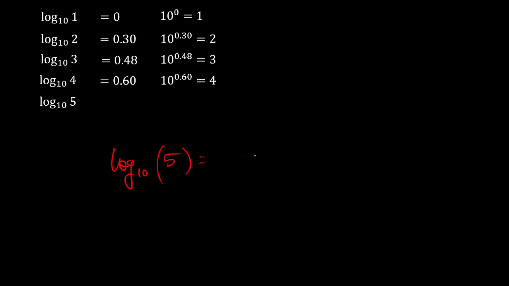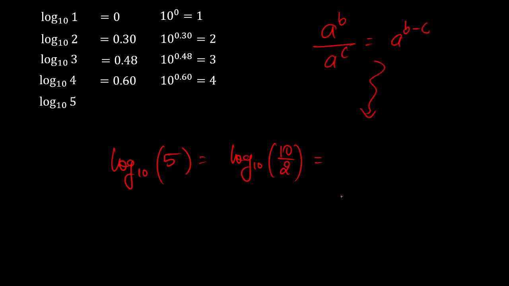Similarly, log base 10 of 5 can also be dealt with using 2. Log 10 5 will be log 10 of 10 by 2, and then again by the law of exponents, a to the power b divided by a to the power c is a to the power b minus c. Applying the same thing here, you will get log 10 10 minus log 10 2. Log 10 10 is of course 1 and log 10 2 is 0.30, so you will get 0.70.